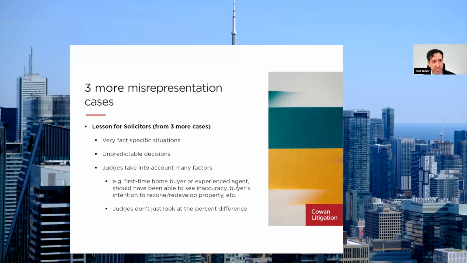So the lesson from these three additional cases is that we see these misrepresentations, whether they're material or not, is very fact specific, and the decisions can be unpredictable. And the judges also take into account many different factors, whether the buyer is experienced or a first-time home buyer, whether they should have been able to see the inaccuracy. And also there's other cases where the intention of the buyer is taken into consideration, whether they were going to rezone or redevelop the property in some way. So judges just don't look at the percent difference. Your client might be trying to box you into kind of a numbers game where it's like, well, this is 10% smaller, my property. This case was 15% smaller. I should win. But there's other factors. So again, don't let your clients box you into those black and white discussions, because obviously clients want black and white answers.